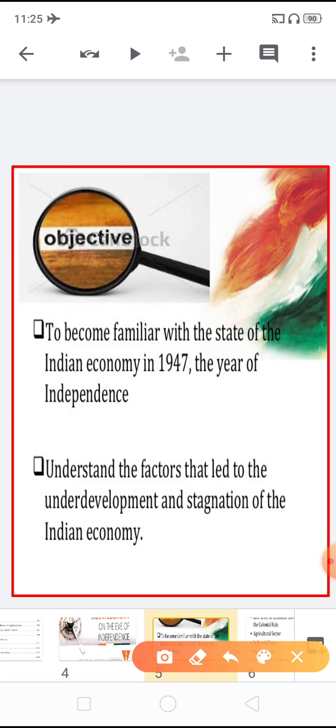We all know that India became independent in the year 1947, on 15th of August. So we have to understand the factors that led to the underdevelopment and the stagnation of the Indian economy. Underdevelopment means the economy is remaining underdeveloped, and stagnation means there is no growth in the GDP, or no economic growth, and the economic condition remains stagnant. Stagnant means the same.